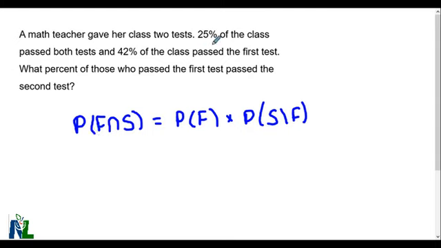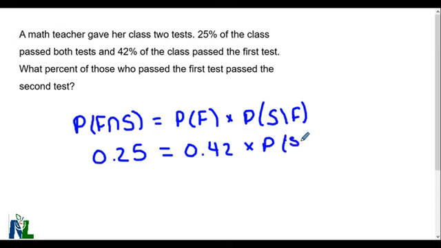So here it says 25% of the class passed both tests. So that's this part right here. 25%. They passed the first test and the second test. 42% of the class passed the first test. So that's right here. So we are looking for the percent of those who passed the first test and then passed the second test. So I'm going to just have to divide in this case as opposed to multiply in the last example. I'm going to divide both sides by 0.42.